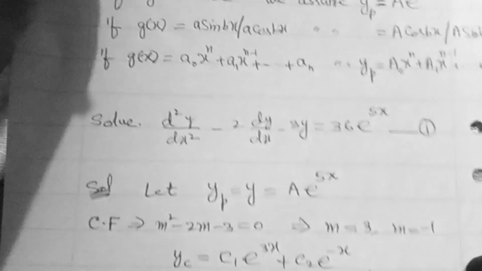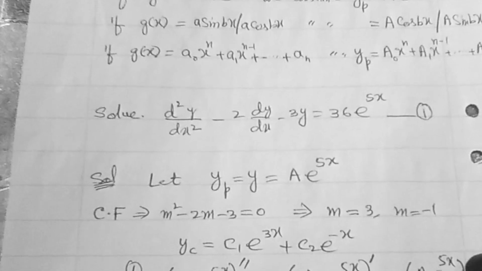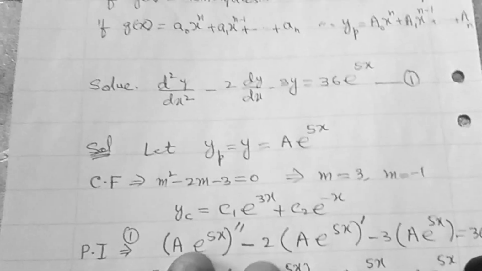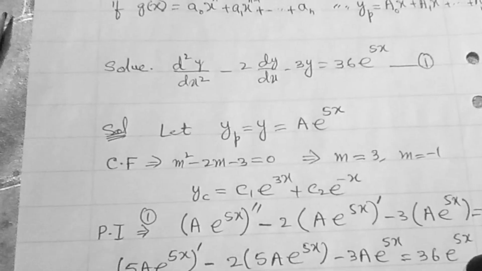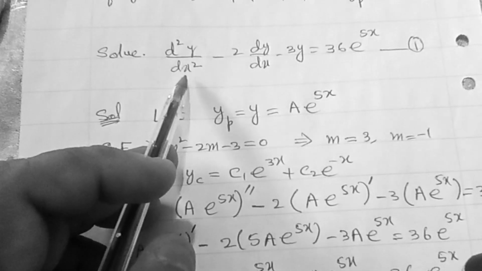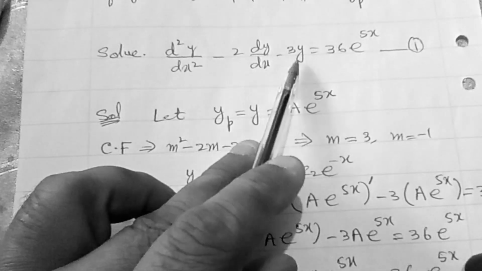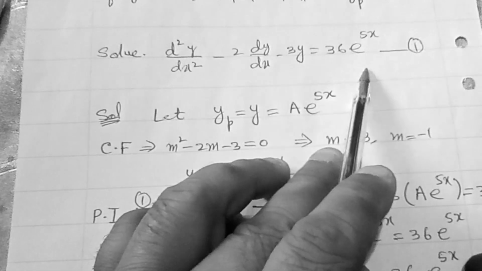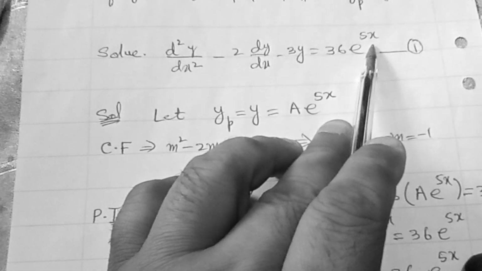Now we are going to solve a problem. The problem we have taken is a second order differential equation, d2y upon dx square minus 2 dy upon dx minus 3y is equal to 36 exponential 5x.